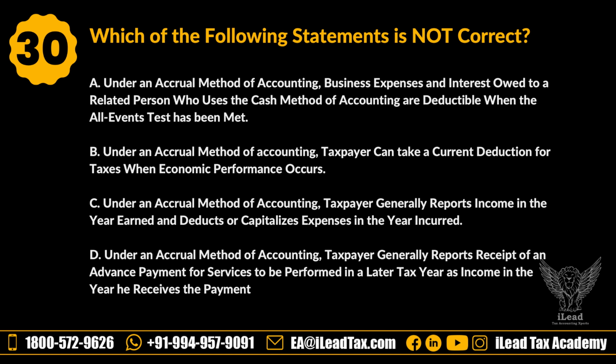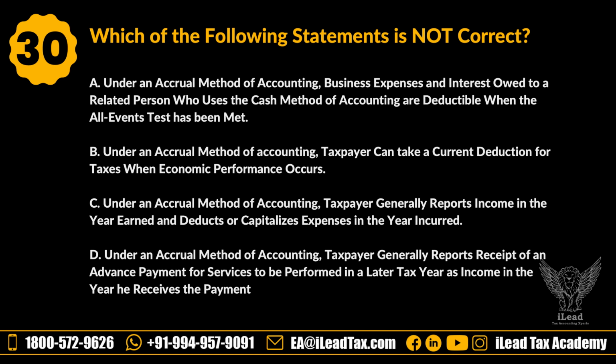Which of the following statements is not correct? A. Under an accrual method of accounting, business expenses and interest owed to a related party who uses the cash method of accounting are deductible when all the events test has been met. Option B. Under an accrual method of accounting, taxpayer can deduct a current deduction for taxes when economic performance occurs. Option C. Under an accrual method of accounting, taxpayer generally reports income in the year earned and deducts or capitalizes expenses in the year incurred.